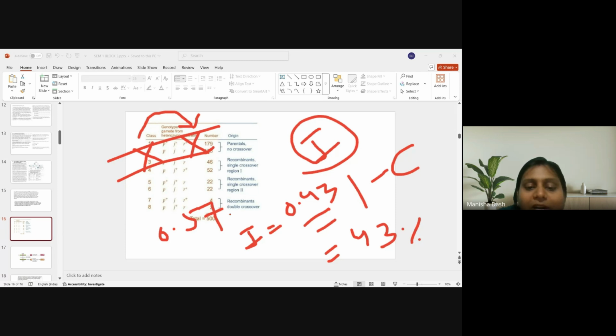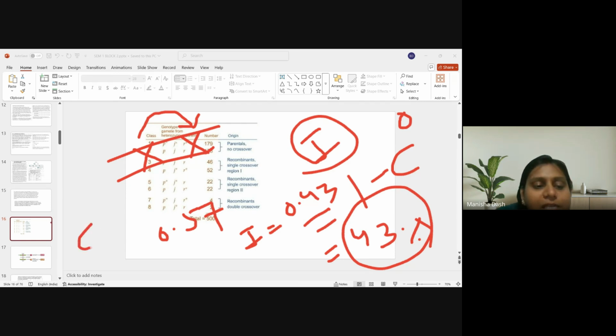So here your interference is 43%. If your interference is 0, if interference is 0, then what is the coefficient of coincidence? Tell me, if interference is 0, what will the coefficient of coincidence be?